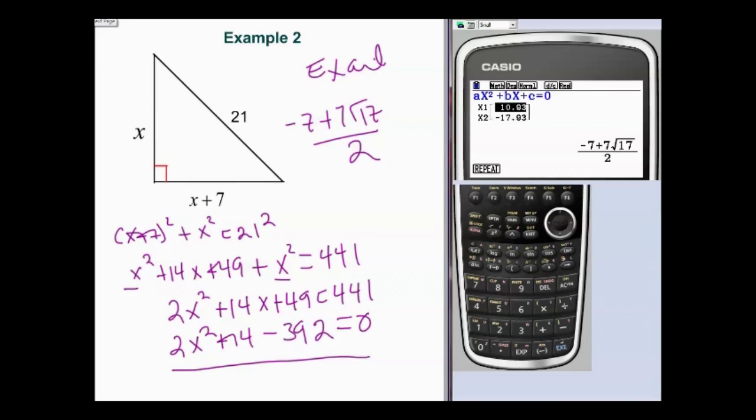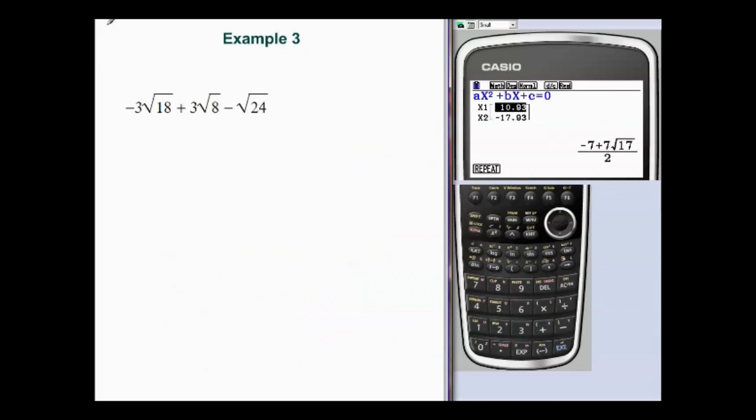Example number 2. Oh, that was 2. Let's go to example number 3. What do I got here? Oh, this one's straightforward. This is just an algebra skill. We're reviewing it in geometry because we do a lot of this, especially in our quadrilaterals and triangles. So we're just going to add and subtract radicals.